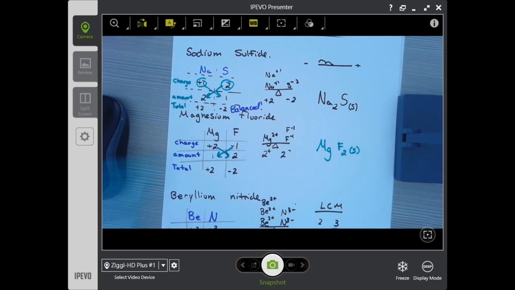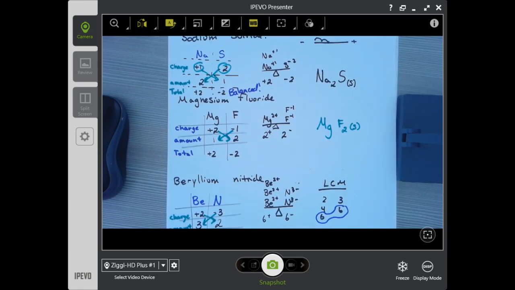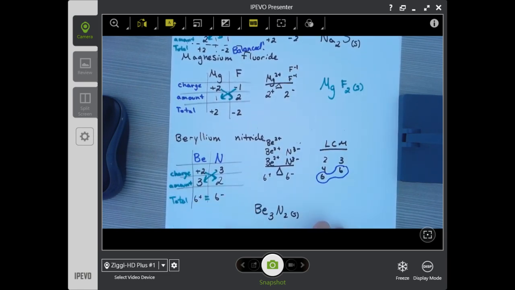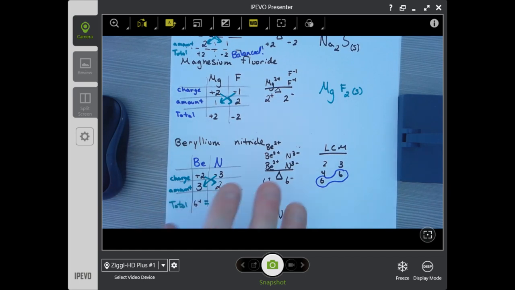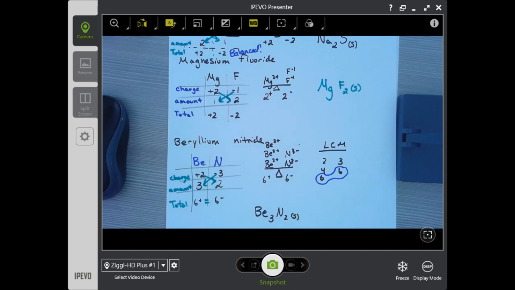So I'll put up another video on moleculars. I just wanted to show you guys a few, and I'll put a little assignment together. Building, and again, balance, balance, balance, balance. Balance the charges. That's what it's all about.